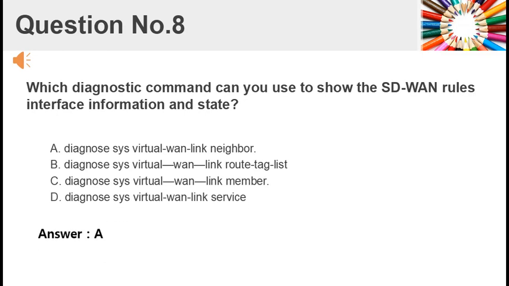Which diagnostic command can you use to show the SD-WAN rules interface information and state? A. diagnose sys virtual-wan-link neighbor. B. diagnose sys virtual-wan-link route-tag-list. C. diagnose sys virtual-wan-link member. D. diagnose sys virtual-wan-link service. Answer: A.